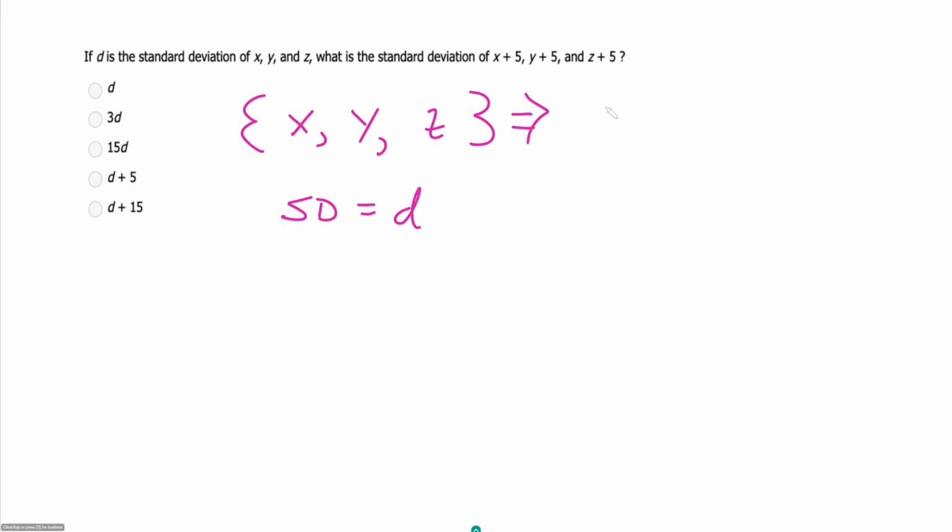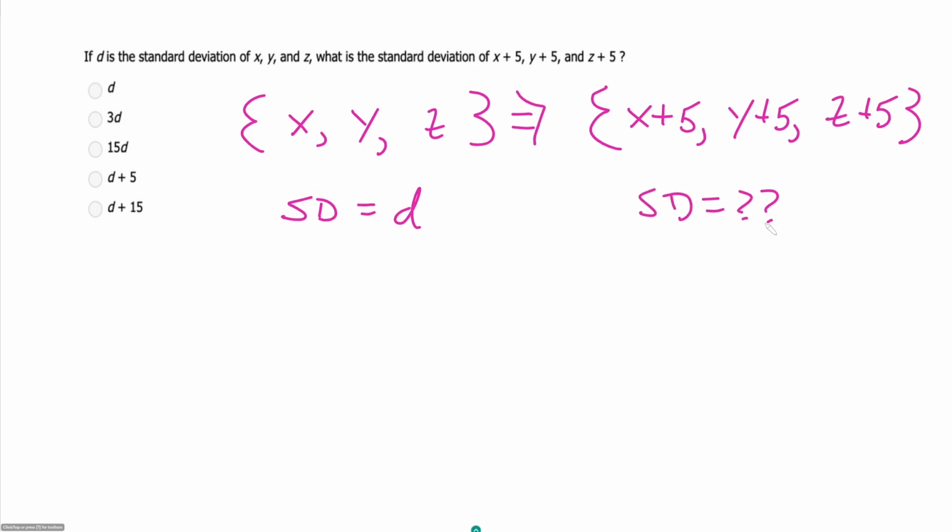So now they say we have a new set where the three terms are x plus 5, y plus 5, and z plus 5. So we just add 5 to everything. And the thing to know about standard deviation for the GMAT is not how to calculate it. I don't think you will ever have to know the formula for standard deviation or have to calculate it. You really just need to have a conceptual understanding of what standard deviation is.